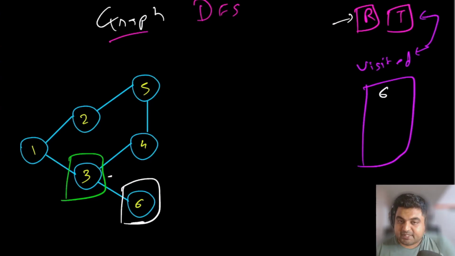Now, since node number 6 does not have any neighbors, the only neighbor it has is node number 3. But since node number 3 is where we started visiting, let's just mark node number 3 as currently visiting as well. Okay, and now we are not going to go back to node number 3. So now we are going to mark node number 6 as visited.